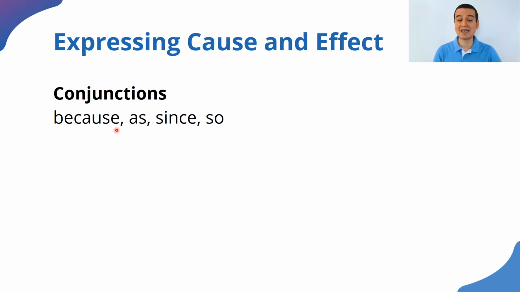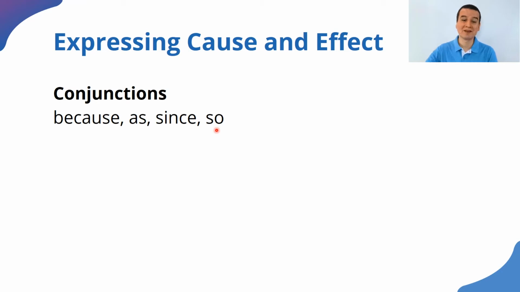If I say as, let's see how it works. As I pushed the door, it opened, or the door opened as I pushed the door. Same as because. Since I pushed the door, it opened, or the door opened since I pushed it. And how about so? Think about it for a moment. I pushed the door, so, like as a result, the door opened. So is followed by the effect.